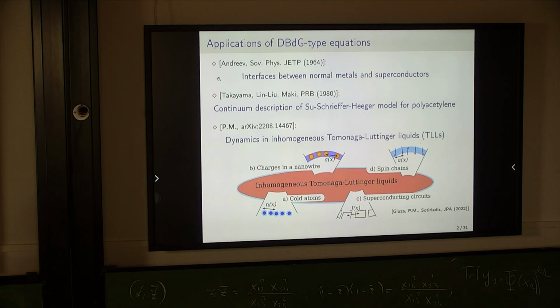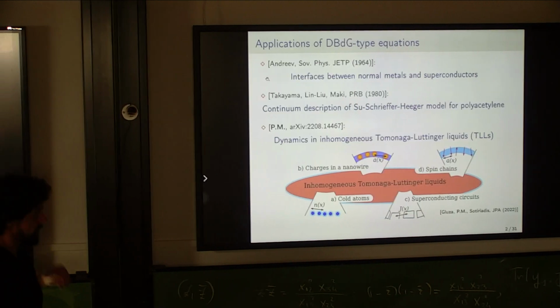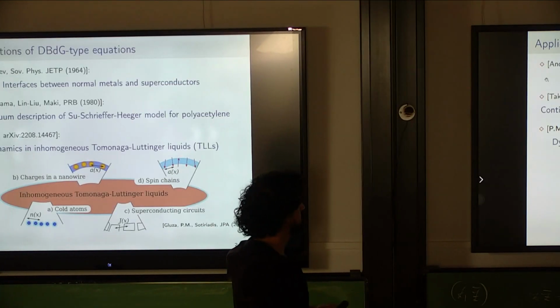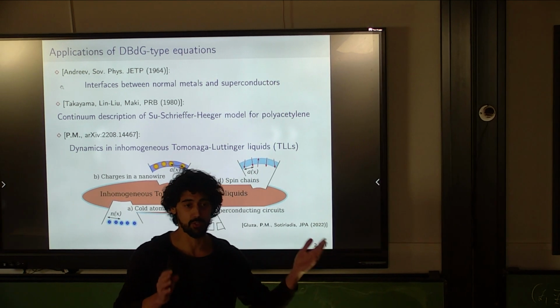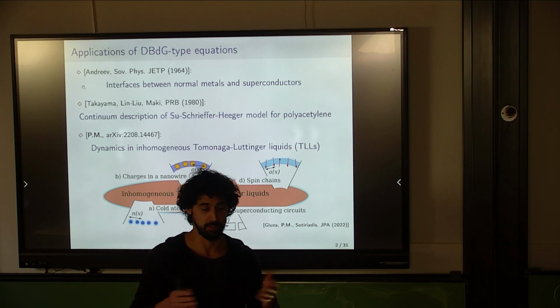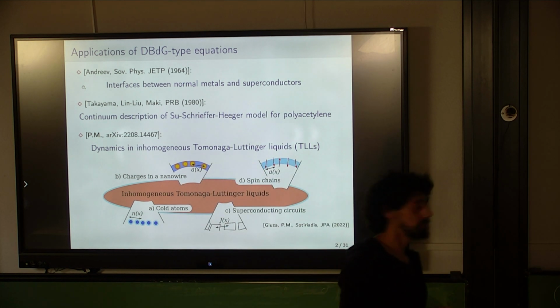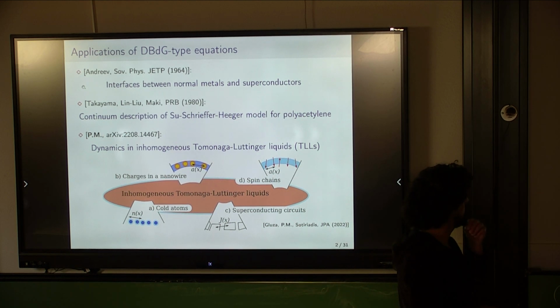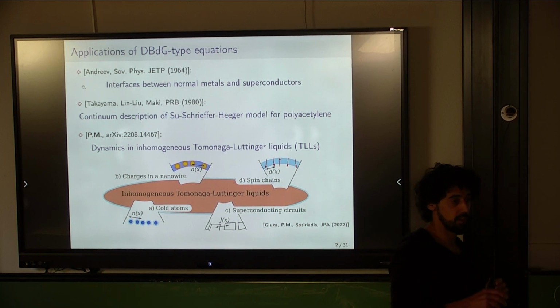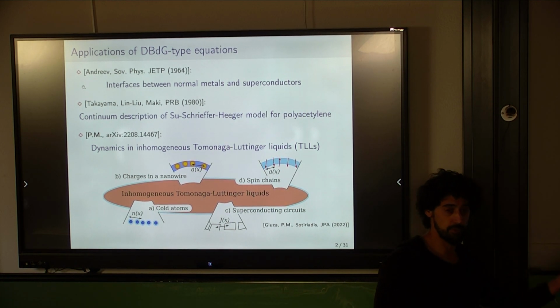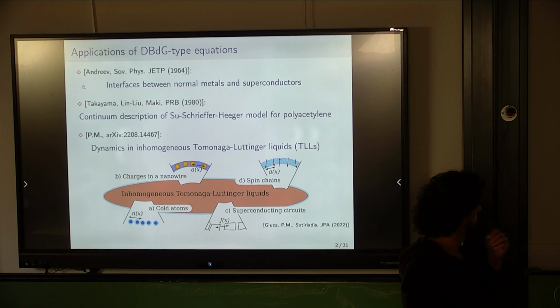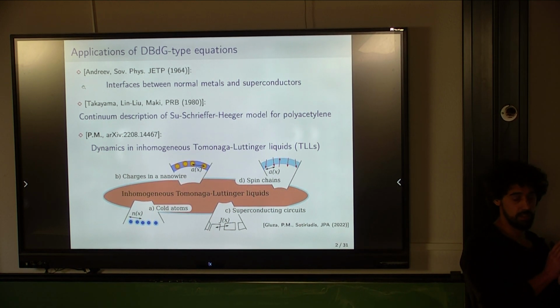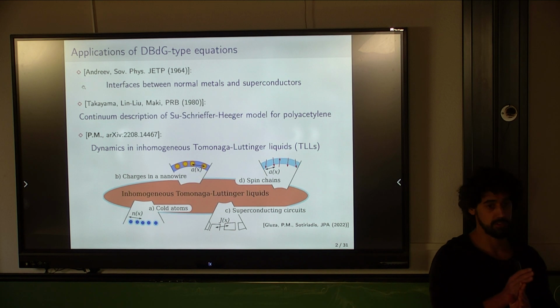In terms of applications, as far as I know, the first instance I've seen this equation is in the work by Andreev in 64, when he's studying an interface between a normal metal and a superconductor. That's usually the setup where these Bogoliubov-de Gennes equations appear as a description for superconductors. In that case, he used an approximation where you could replace the second order derivative that you usually have by a first order derivative, and that allowed him to study this interface, and also introduce what is now called Andreev reflections. So that's the typical equation where Andreev reflections appear.